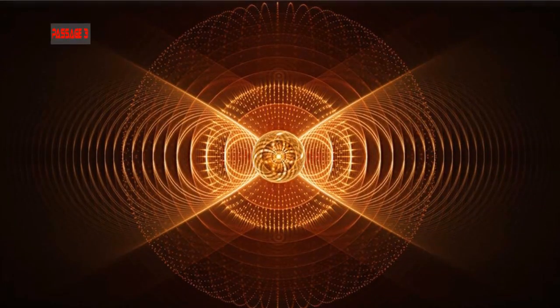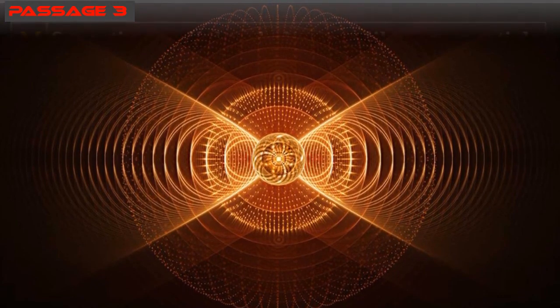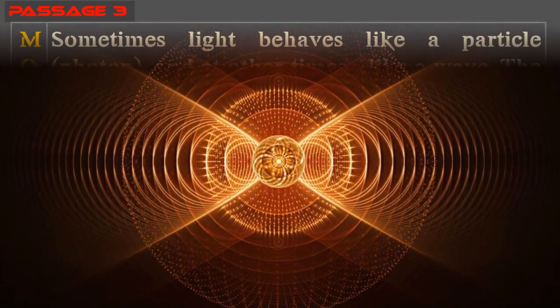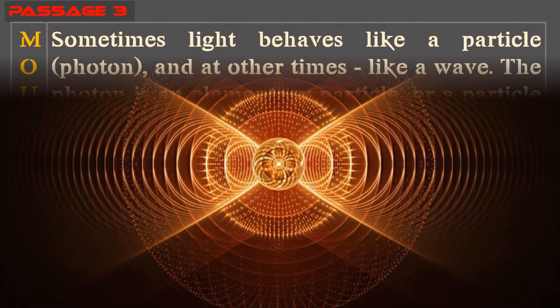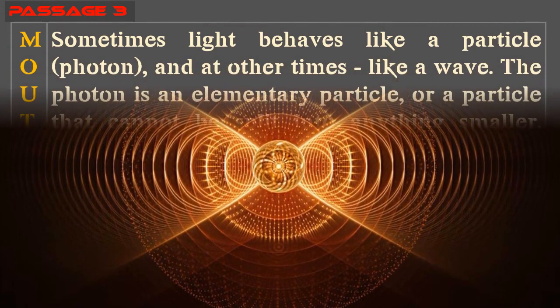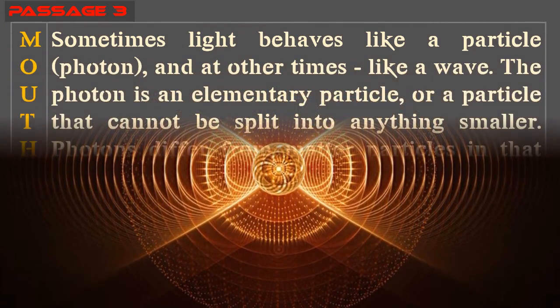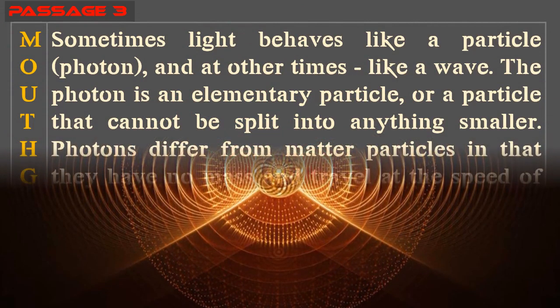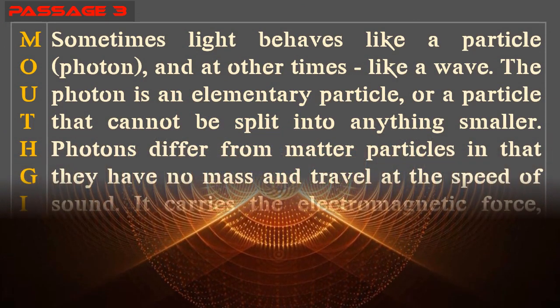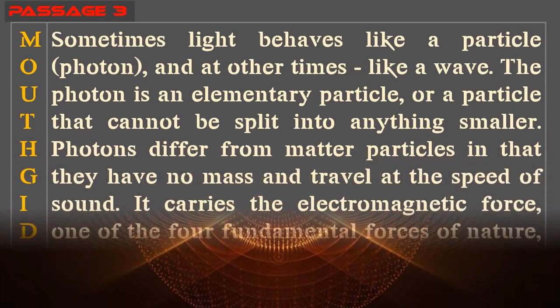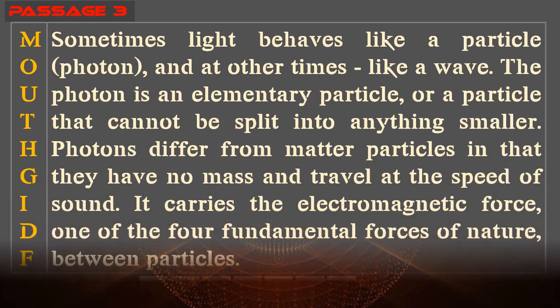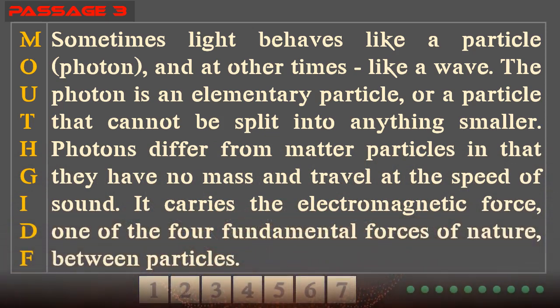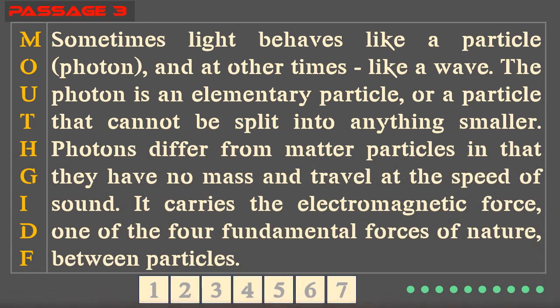Passage 3. Sometimes light behaves like a particle, photon, and at other times, like a wave. The photon is an elementary particle, or a particle that cannot be split into anything smaller. Photons differ from matter particles in that they have no mass and travel at the speed of sound. It carries the electromagnetic force, one of the 4 fundamental forces of nature, between particles.